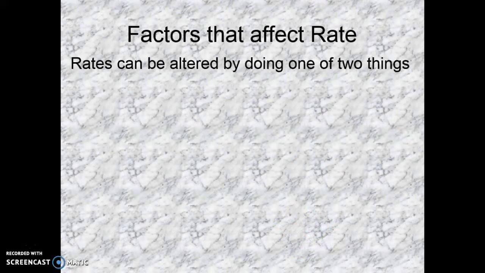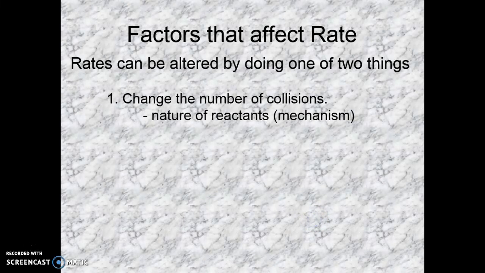So what kinds of factors can affect rate? There's two ways that we can do it. We can alter the rate by changing the number of collisions. So what's involved there? Well, sometimes it's simply a matter of what kinds of reactants are involved. So the mechanism helps control the rate. If the mechanism is very complicated, the way things have to react is very complicated, obviously it's going to be slow. If it's a more simple kind of reaction, it's going to happen faster. So the number of collisions is controlled by what kind of reactants you have.